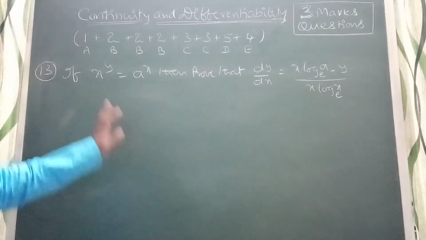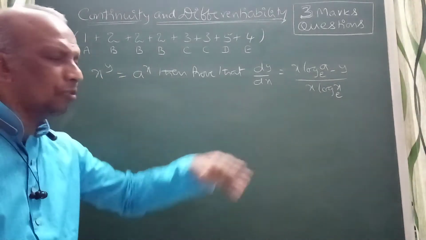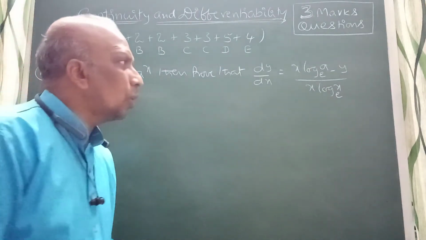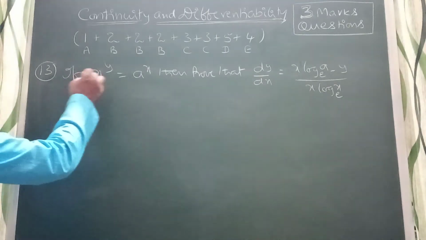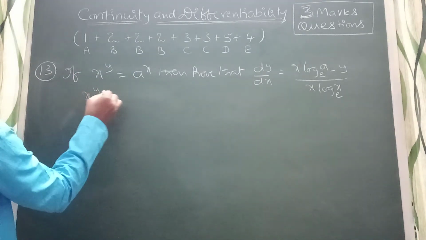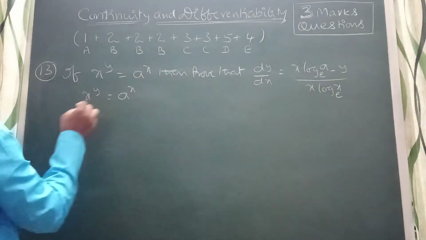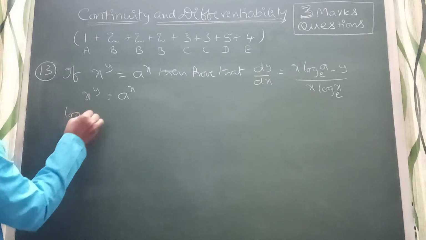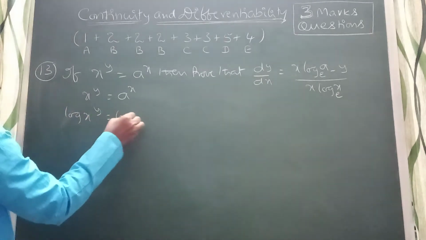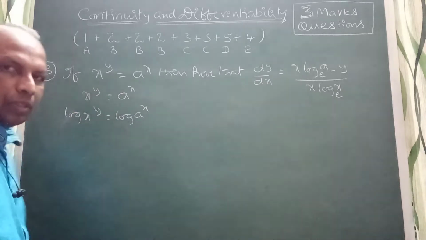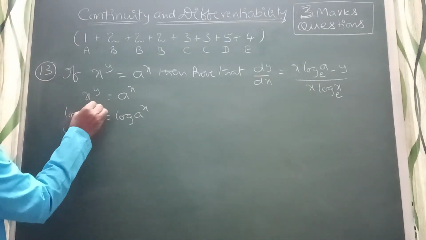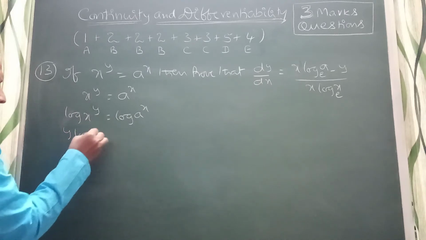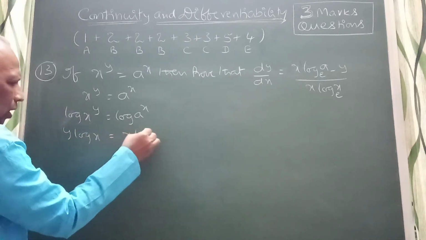See, in this problem, x power y equal to a power x, then prove that dy by dx equals (x log a base c minus y) by (x log x base c). You take x power y equal to a power x. Now take logarithm on both sides: log x power y is equal to log a power x. Now this will be y log x equal to x log a.